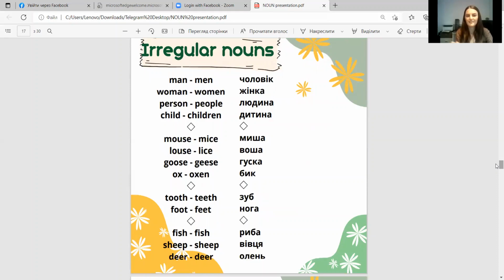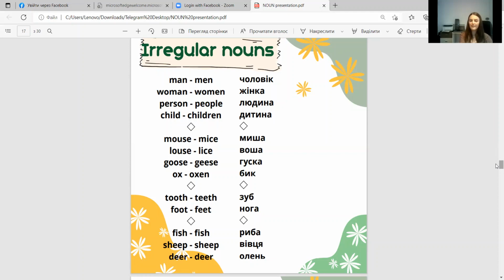Then there is a list of nouns which are called irregular, неправильні, ті, що йдуть за поза межами правил, нерегулярні. And again, I hope you remember them from your previous classes, like man. But here you have different spelling and different pronunciation. The first you have the open sound, like man, and then you have the short sound, men: man, men, woman, women, person, people, child, children, mouse, mice, louse, lice, goose, geese, ox, oxen, tooth, teeth, foot, feet.